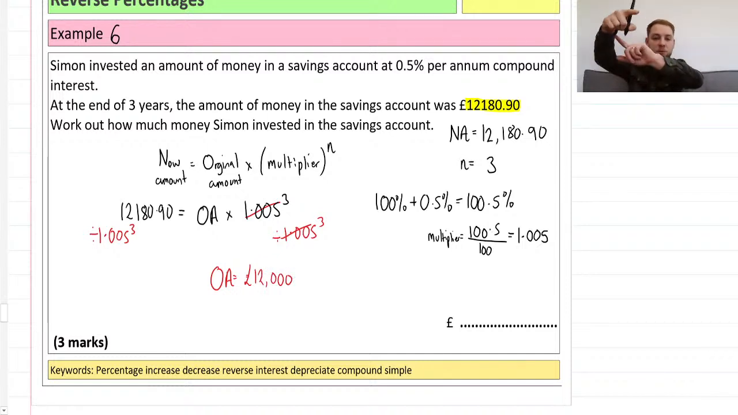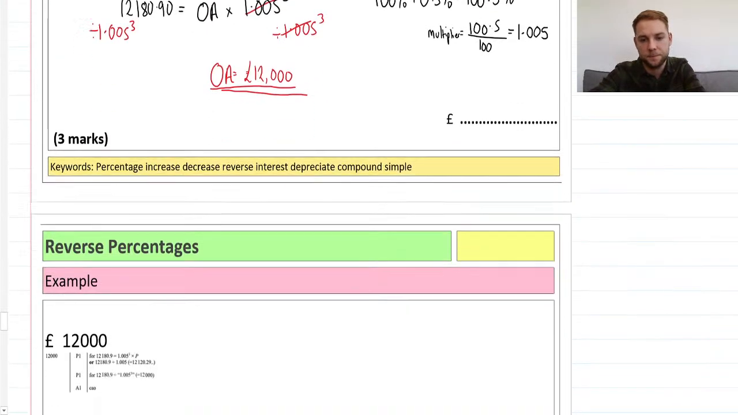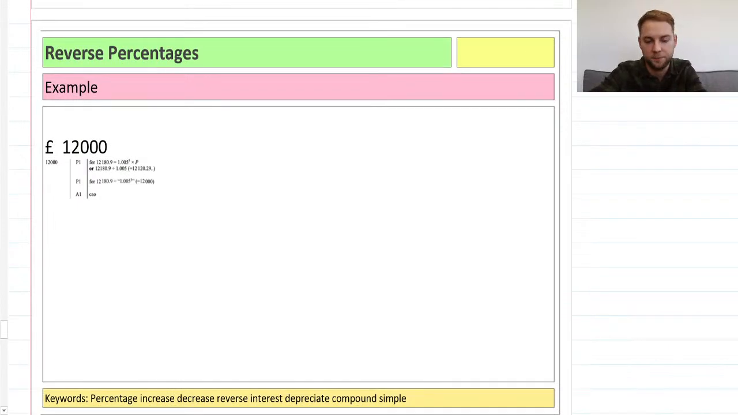And here, look, because I'm trying to find my original amount, I need to divide by that multiplier to the power of 3. It's all about that division, isn't it? There we go. So let's just check the answer. There we go, £12,000, brilliant.